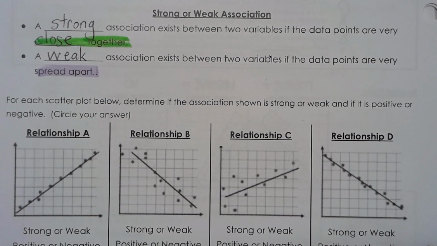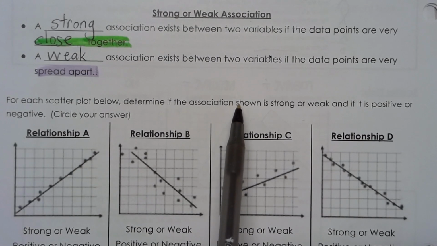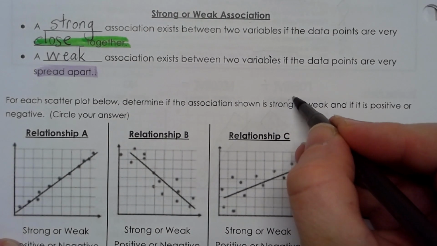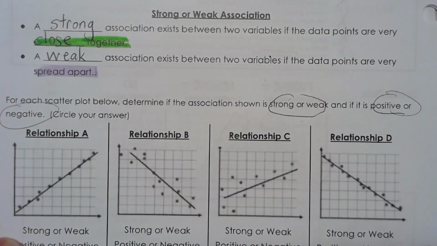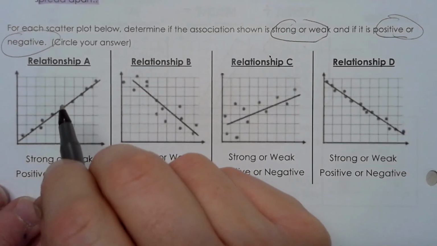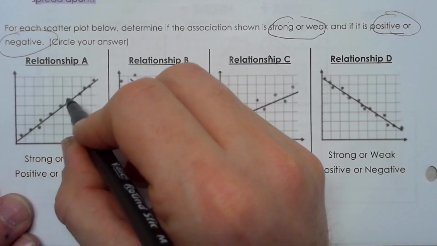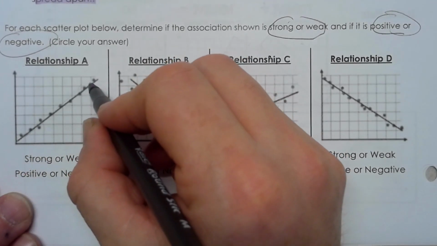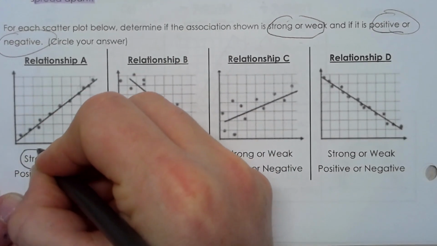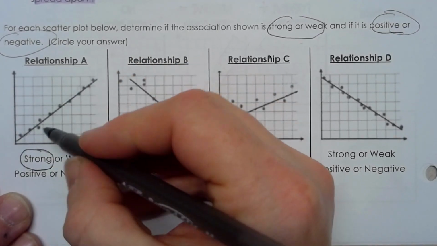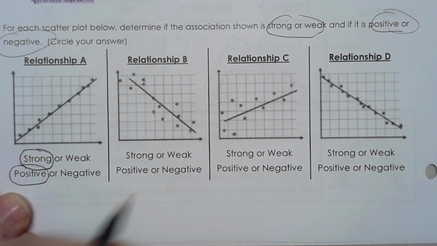Okay. So for these scatter plots down below, determine if the association shown is strong or weak, and if the association is positive or negative. So for relationship A, the points are very close together, right? They actually almost look like they're touching the same line. This is a strong association because the points are very close together, and it's clear that these are going uphill in a straight line fashion, so it's positive linear.